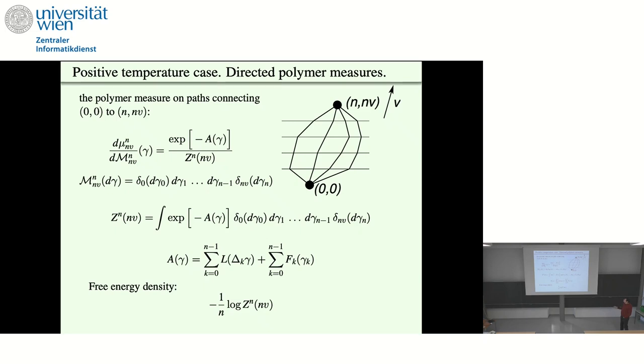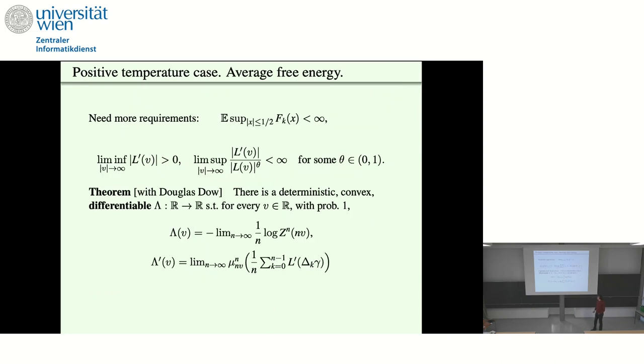So you introduce these polymer measures, and the object of interest is the free energy density or average free energy. So this really plays the role of the optimal action, and this is subadditive, and there is a limit, and we prove that under a few more assumptions, this limit, the shape function, is differentiable at all points V, and there is a formula like this. So here, this is the averaging of this average with respect to the polymer measure connecting zero to nv at time n.